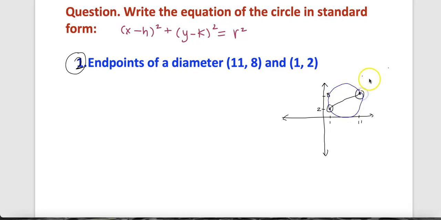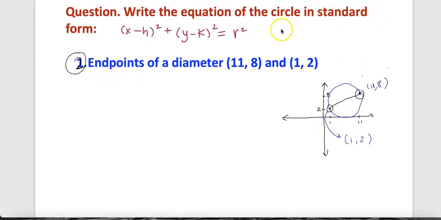So this is my point over here. My points are 11, 8, and these are my points 1, 2. Let's write 1, 2. Oops, I'm not able to write it over here. There you go, 1, 2.